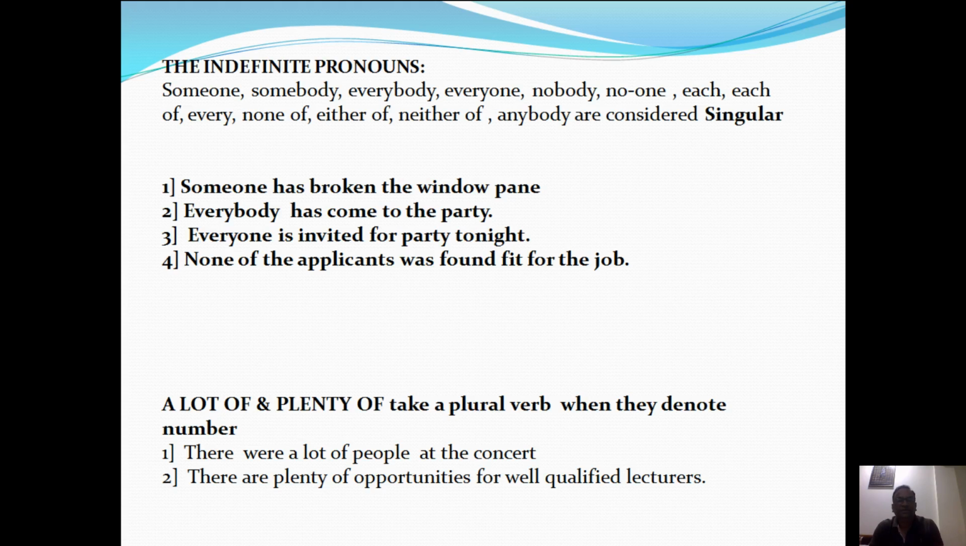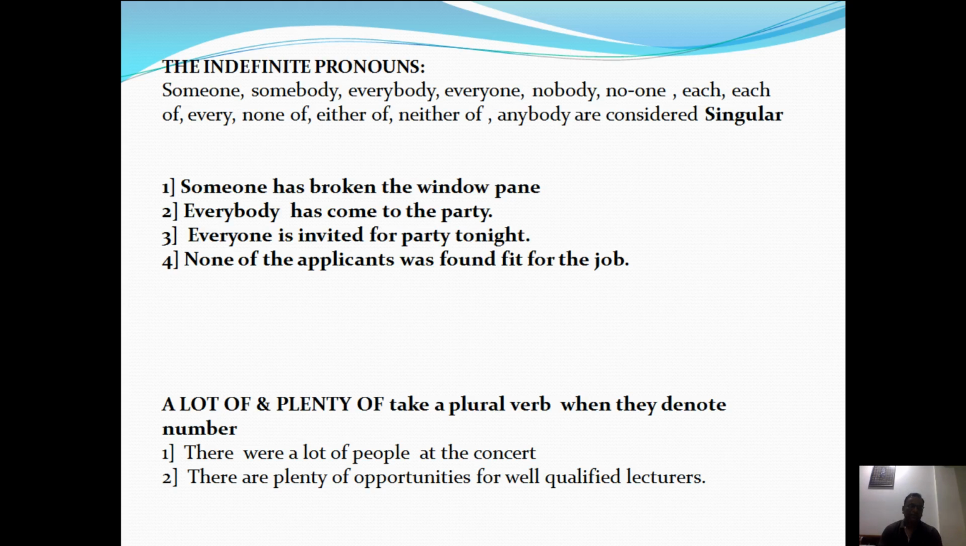The indefinite pronouns someone, somebody, everybody, everyone, nobody, no one, each one, none of, either of, neither of, anybody are considered singular. Remember this, because while having conversation, without knowing the proper meaning of this, we use them as plural. That is incorrect. Please try to understand, there are certain rules already framed in the English language, and we will have to follow them.